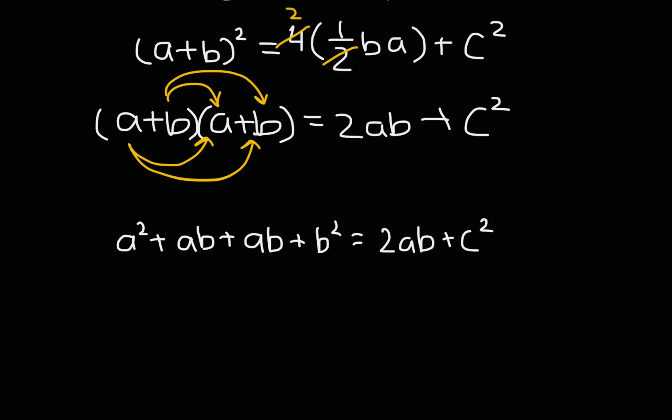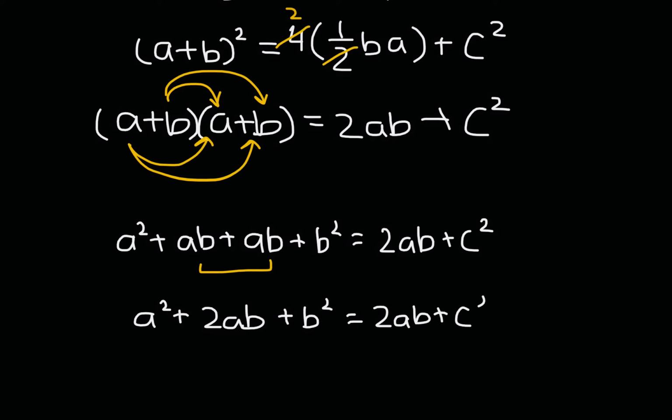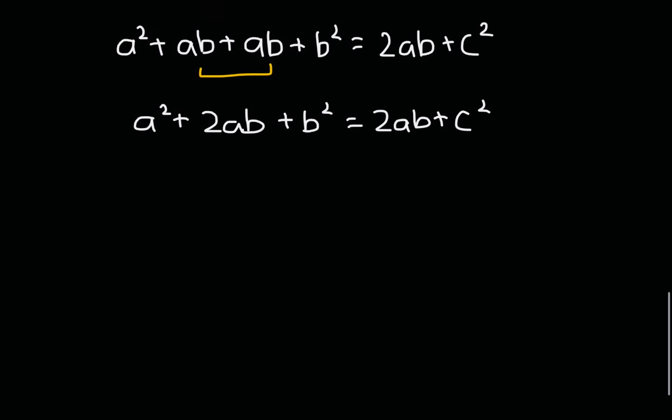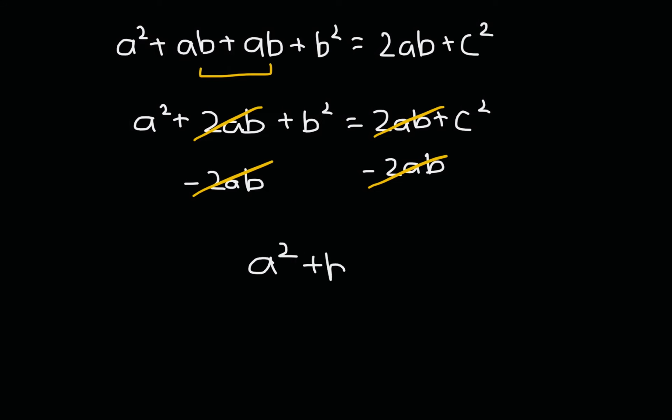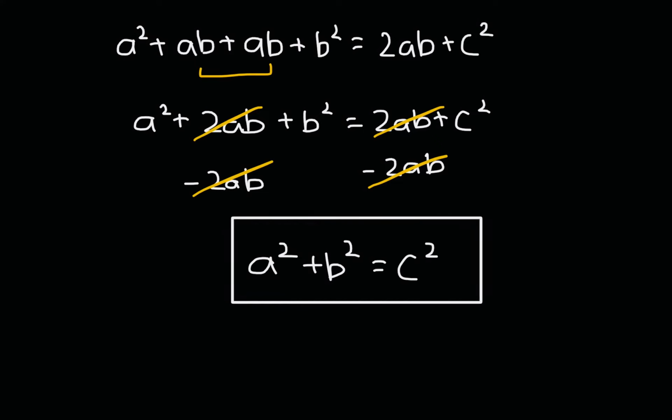Okay, we're getting closer. Now, notice that here we have ab plus ab, so these 2 are the same terms, so we have 2 of them. So we can have 2ab here, plus b squared, and we have an a squared in front, right? And that is equal to 2ab plus c squared. Now, notice that we have a 2ab on both sides, so let us subtract 2ab from both sides. Alright, so over here, that cancels, and what are you left with? You are left with the Pythagorean theorem in all of its glory: a squared plus b squared equals c squared. So that is one of the proofs for the Pythagorean theorem.